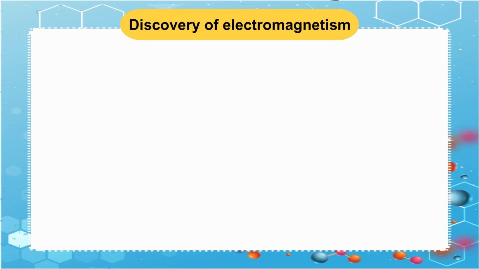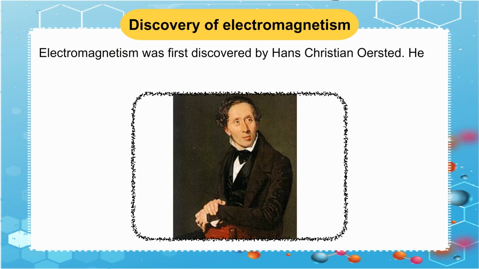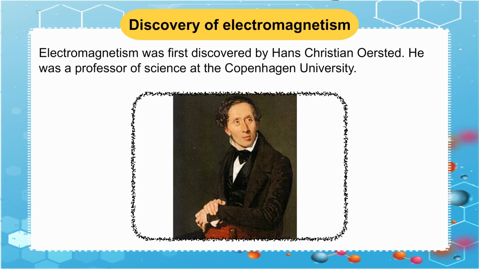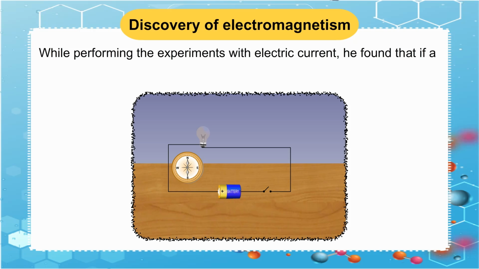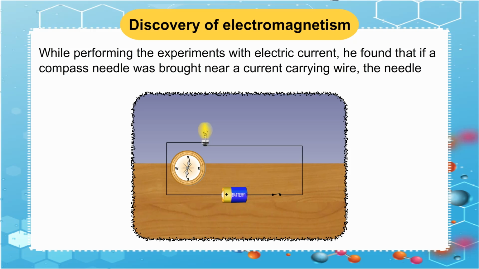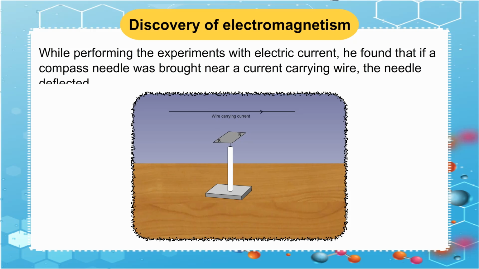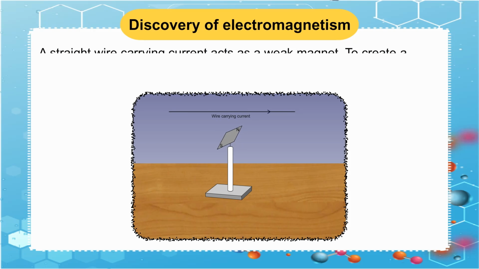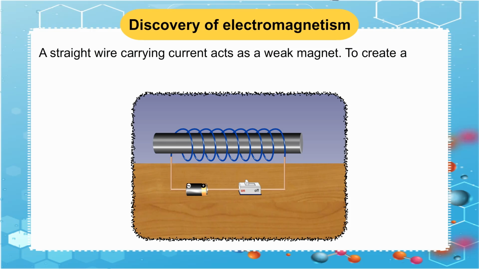Discovery of electromagnetism. Electromagnetism was first discovered by Hans Christian Ørsted. He was a professor of science at the Copenhagen University. While performing experiments with electric current, he found that if a compass needle was brought near a current-carrying wire, the needle deflected. A straight wire carrying current acts as a weak magnet.